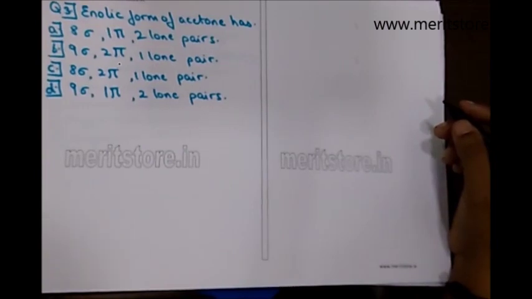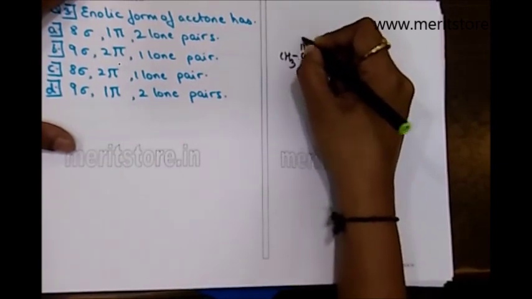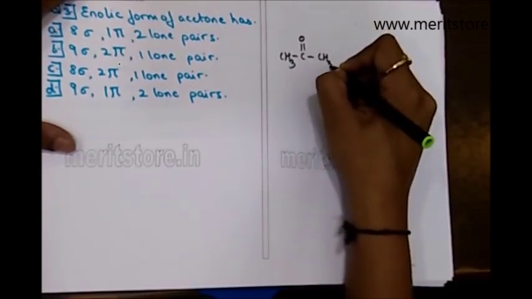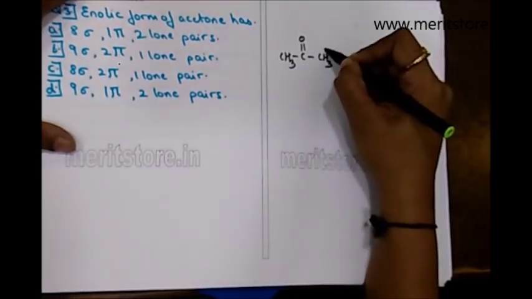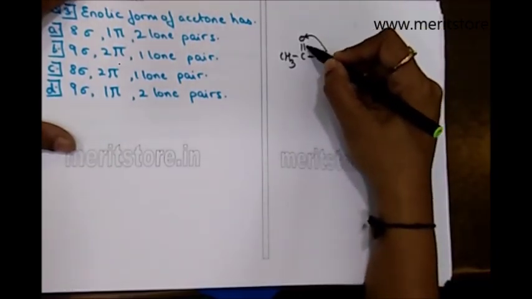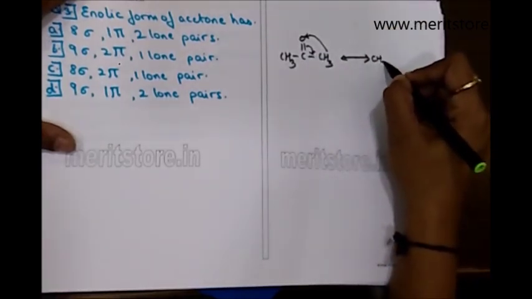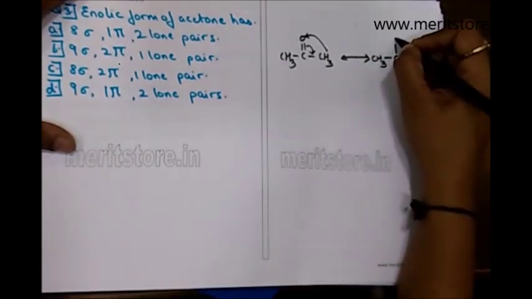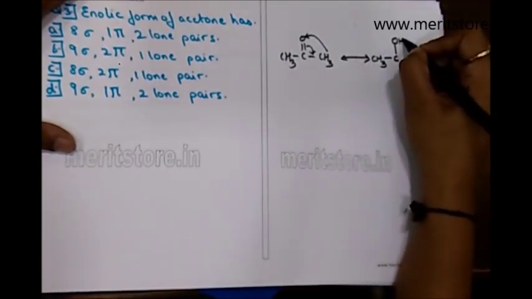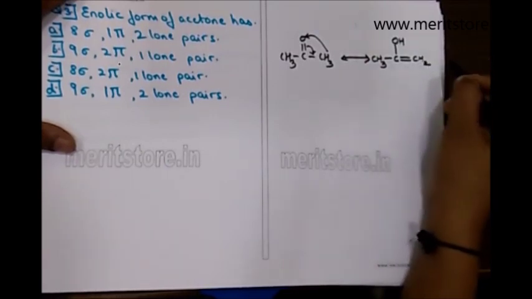Question number 3 is we have to find the enolic form of the acetone. Acetone is CH3, C double bond O, CH3. When it undergoes the tautomerism, one of the hydrogen from the carbon is shifted to the oxygen and double bond is shifted over here. So we can have a structure CH3C. Since double bond is shifted, this will become single bond O, which is getting hydrogen from the carbon. Now this will become double bond CH2.